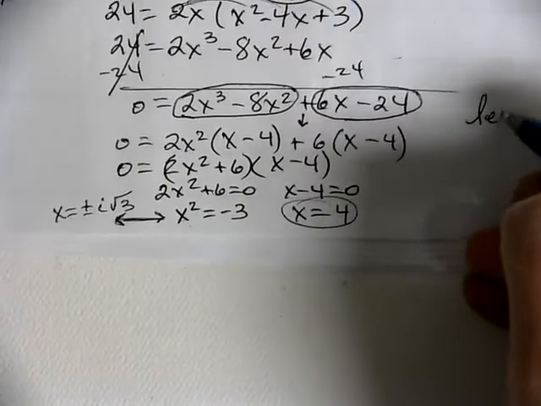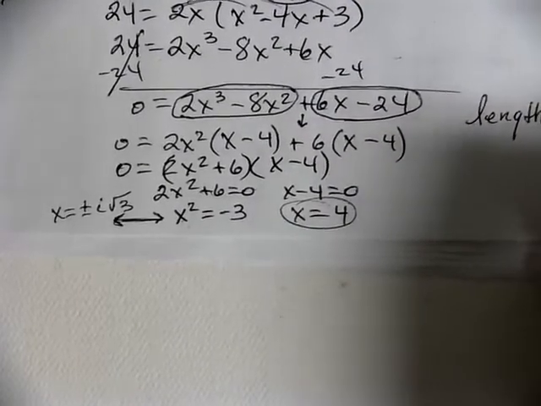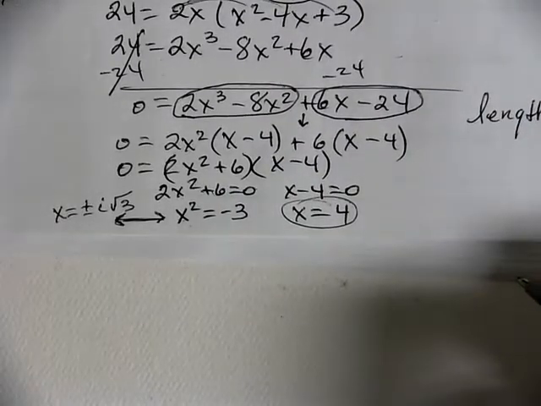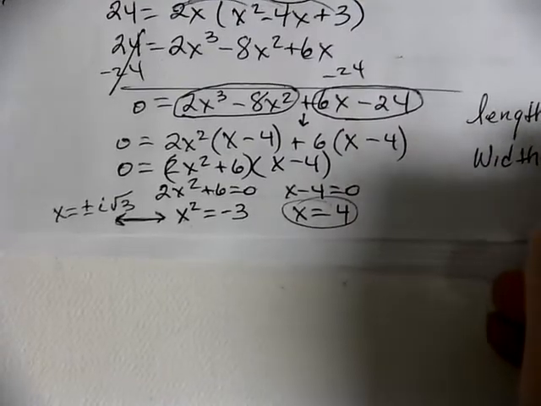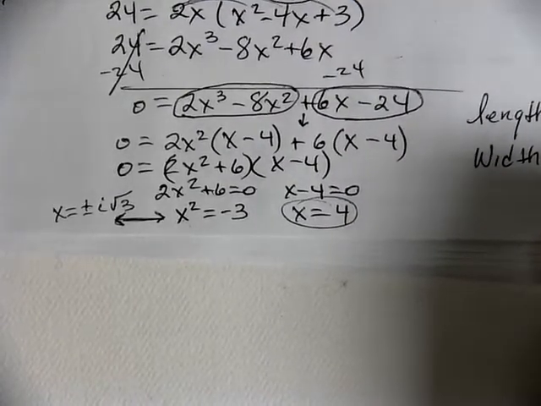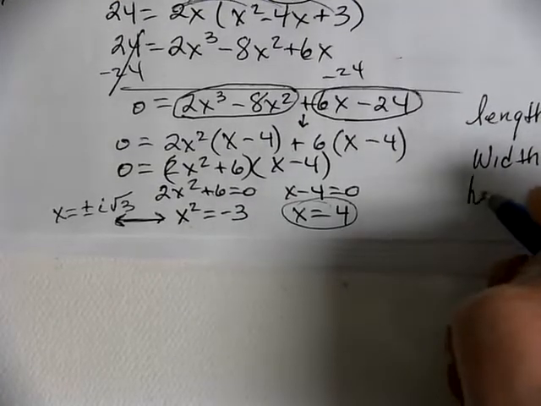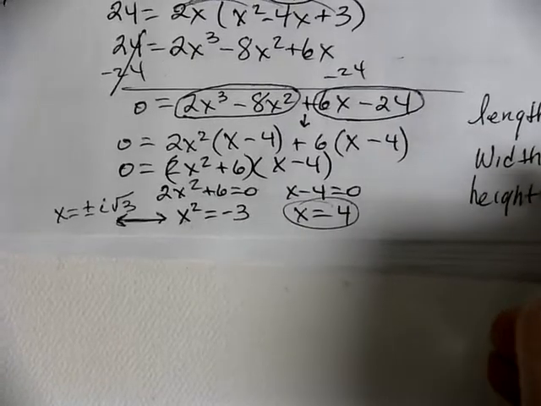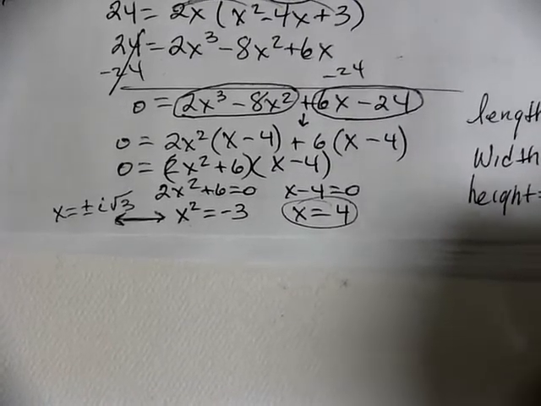So we know that the length is going to be 2 times 4, so that's 8 inches. The width is going to be 4 minus 1, so that's 3 inches. And the height, that's going to be 4 minus 3, so that's going to be 1 inch.